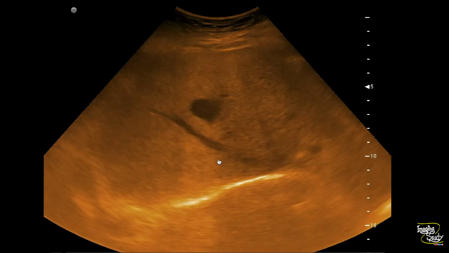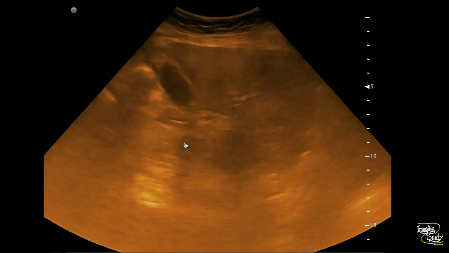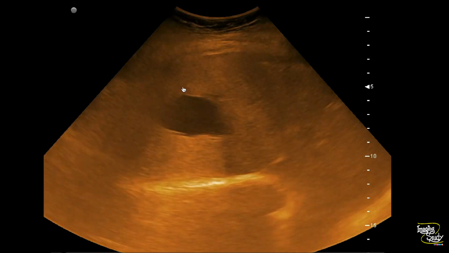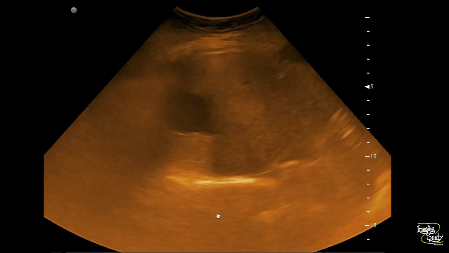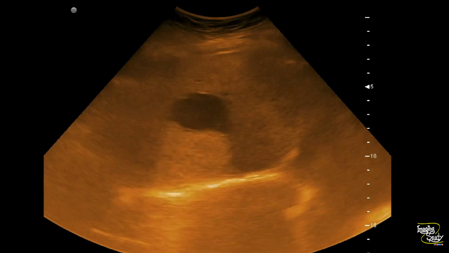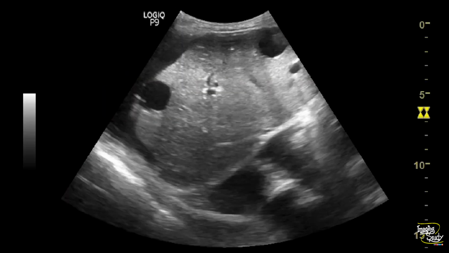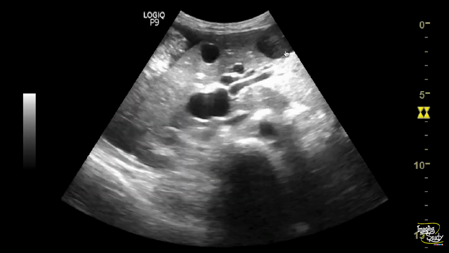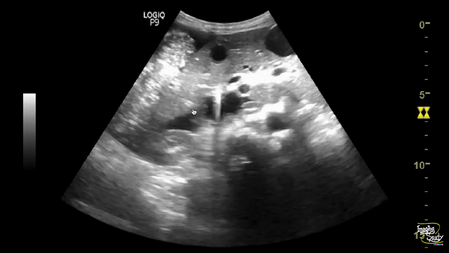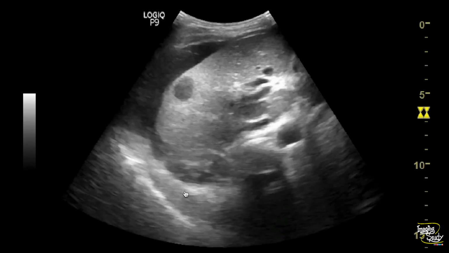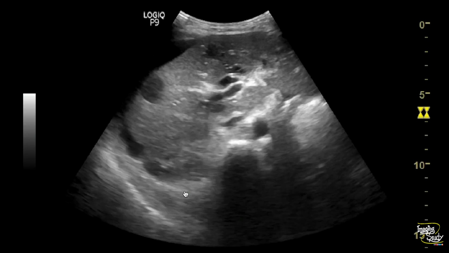Another anechoic cystic structure. This is the gallbladder, and you can see an oval cystic structure here with posteroacoustic enhancement. Here's a patient with chronic liver disease, and you can see multiple cystic structures within it. You can see a huge ascites and pleural effusion in this patient.